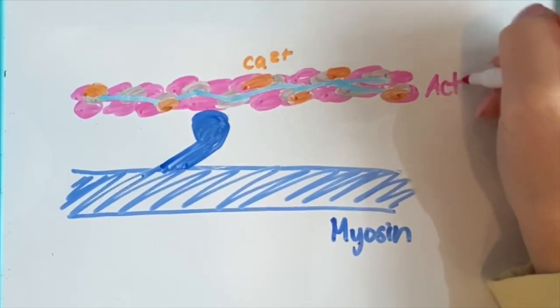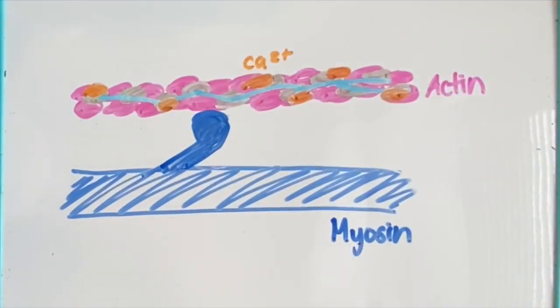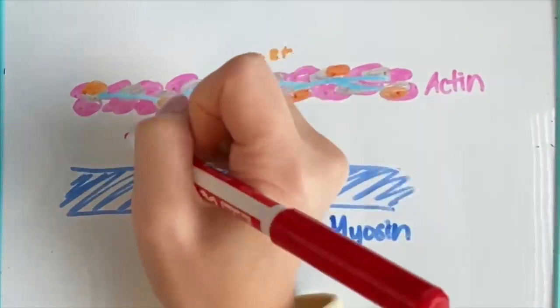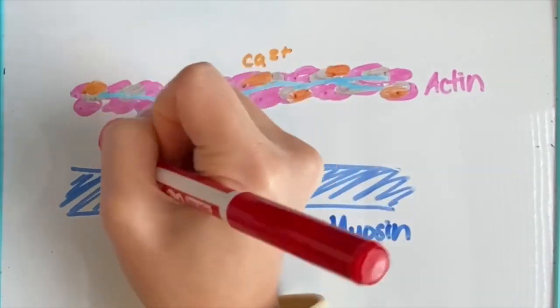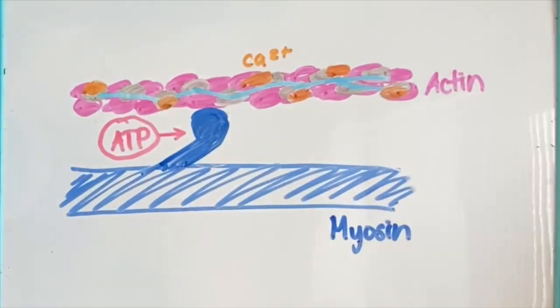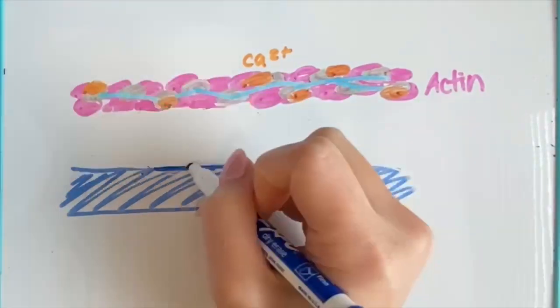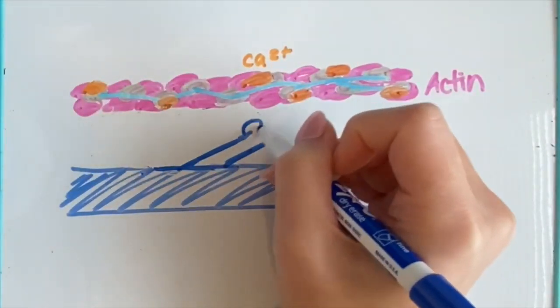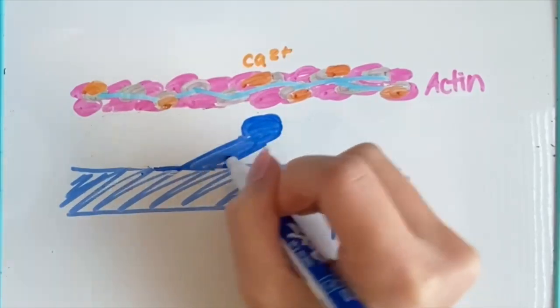Here we have a thin filament known as actin and a thick filament known as myosin. ATP is the only energy source used directly for muscle contraction. The powering of these muscle filaments is initiated by the binding of an ATP molecule to a myosin head. This causes the dissociation of myosin from actin.